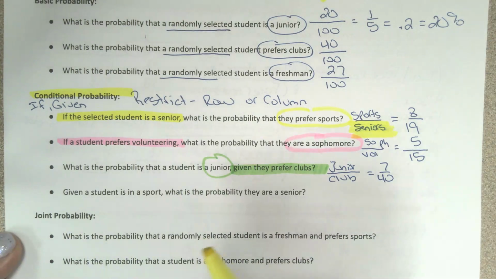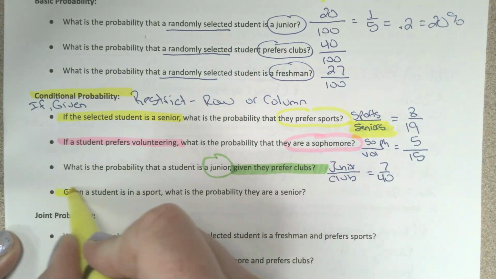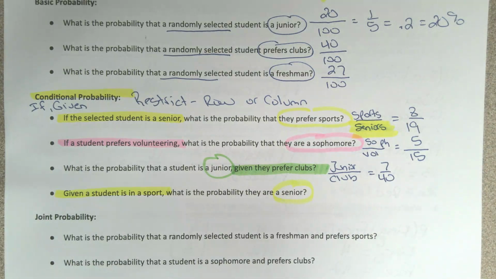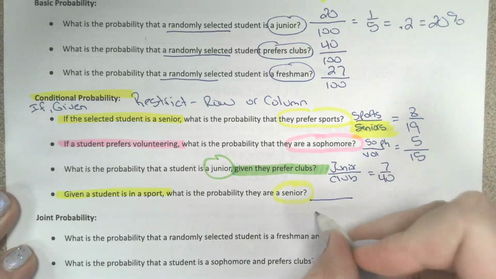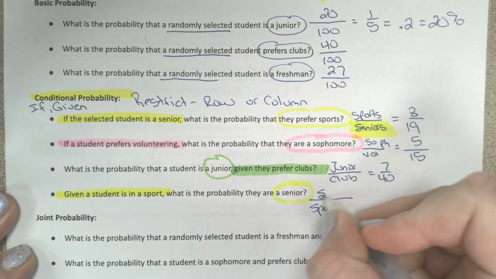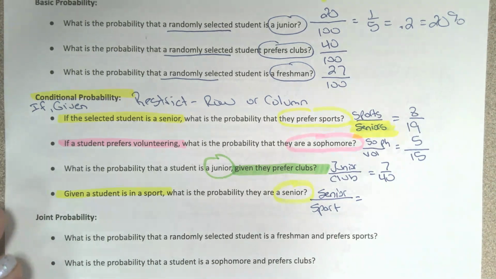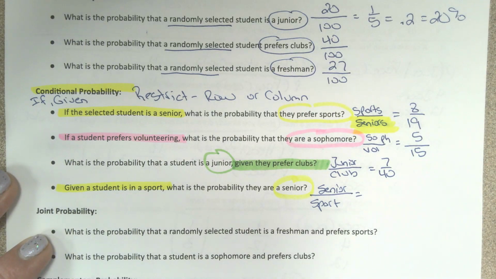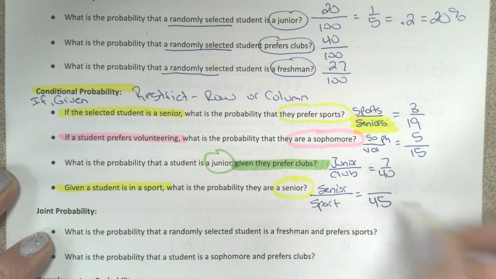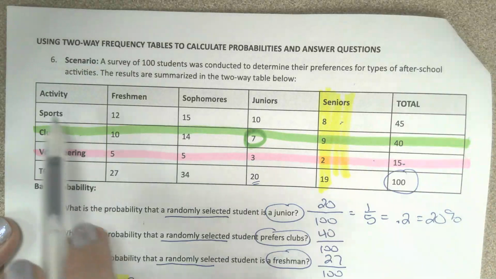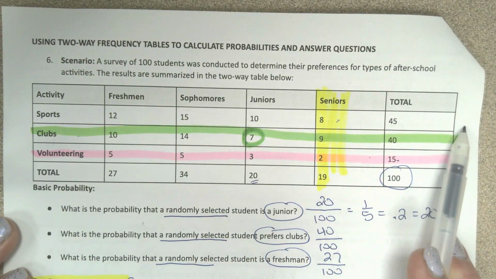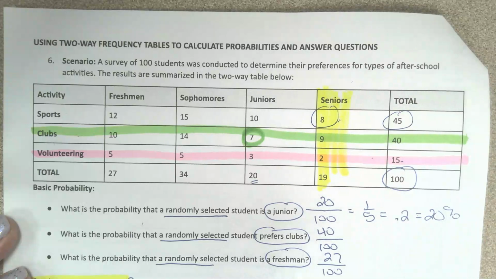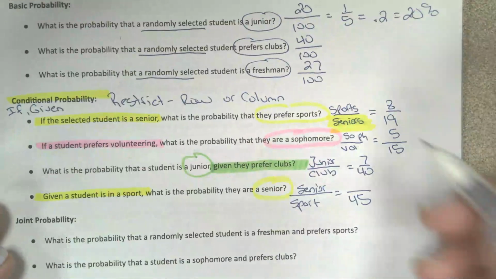Last one starts with the word given. Given you're in a sport, what's the probability you're a senior? Now the sport is my denominator, and the senior is the numerator. So the sport is 45. Now I'm only allowed to use the sports row, and there are 8 seniors out of the 45 that prefer sports.